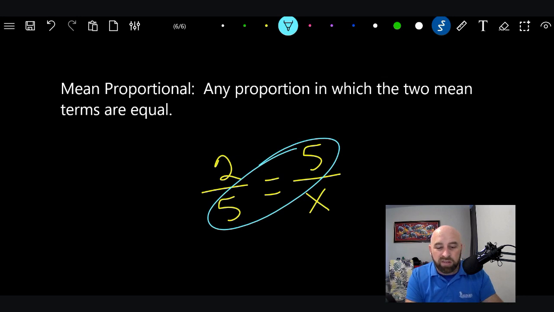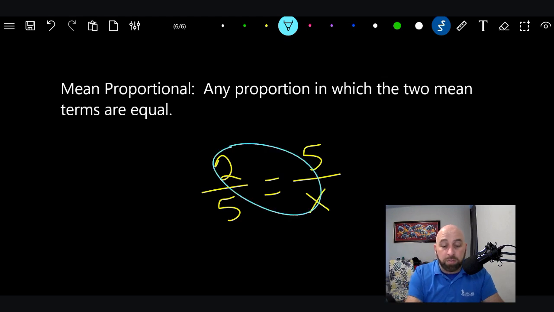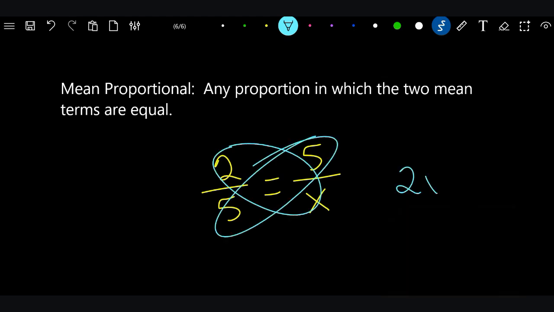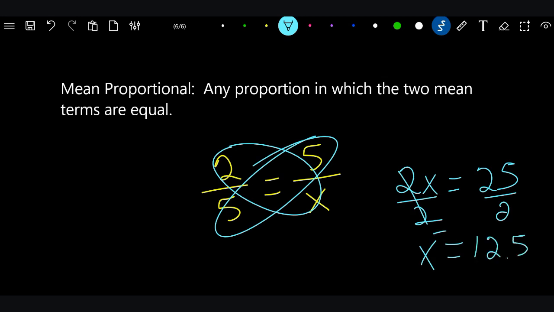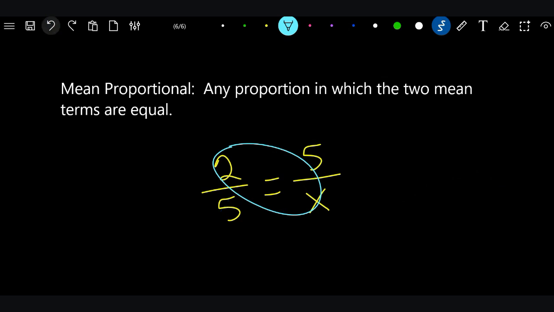Okay, and this one's going to be a little bit hard to do. It won't be too bad, but we'll get a decimal number for this one, which is fine. So here's what we do. We just multiply our means times the extremes. So we get 2x equals 25. We divide both sides by 2, and we get x equals 12.5. And so this is called mean proportional, when the means equal each other. So 5 equals 5. That is called mean proportional.